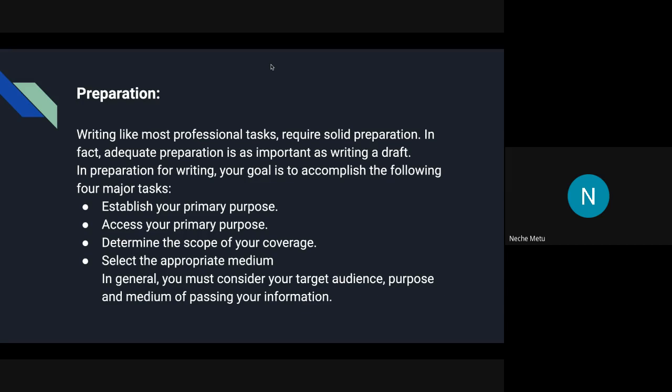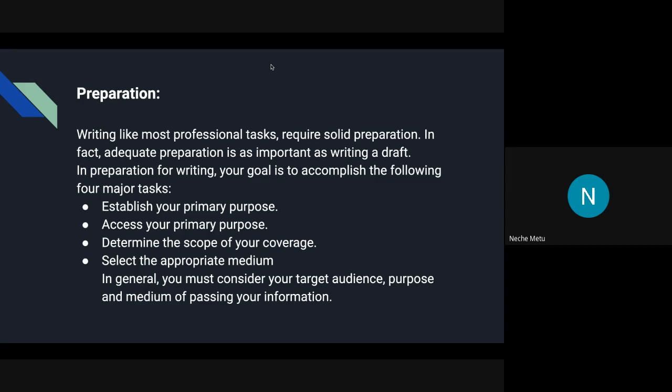So it matters that we look at these five steps, keeping in mind that they are interrelated, and they often overlap. For example, when we talk about preparation, we talk about writing. Writing, like most professional tasks, requires solid preparation. In fact, you have to adequately prepare yourself, because adequate preparation is equivalent to writing a draft. A draft is like your rough sketch of whatever you're doing. So it's important that you prepare before you write.